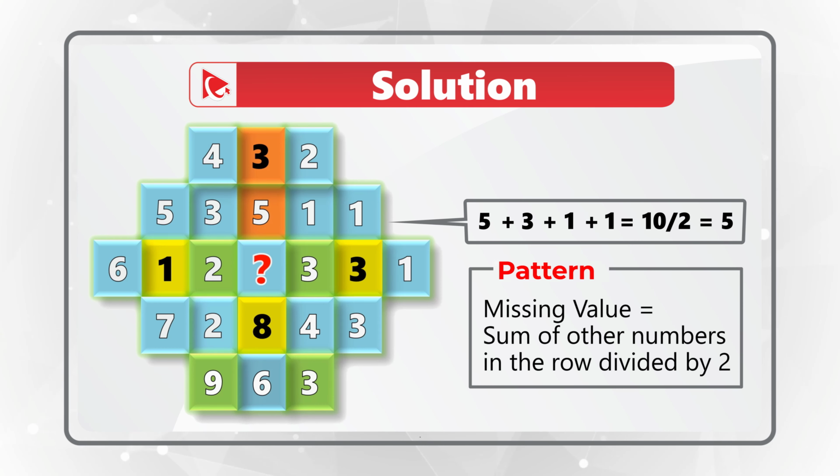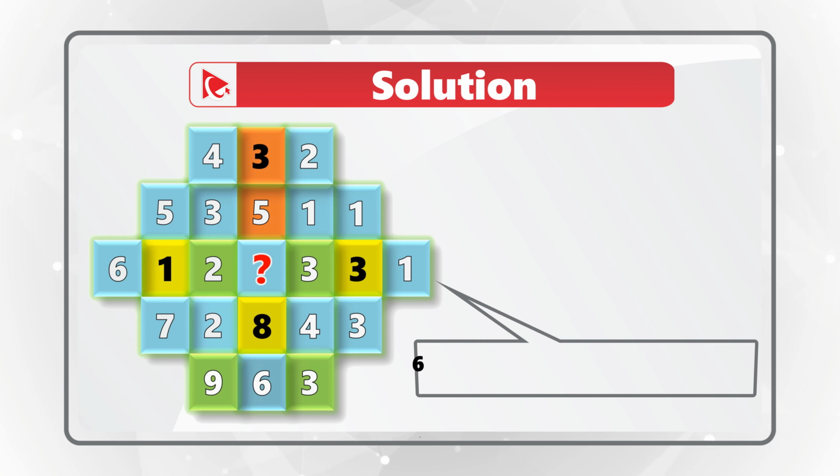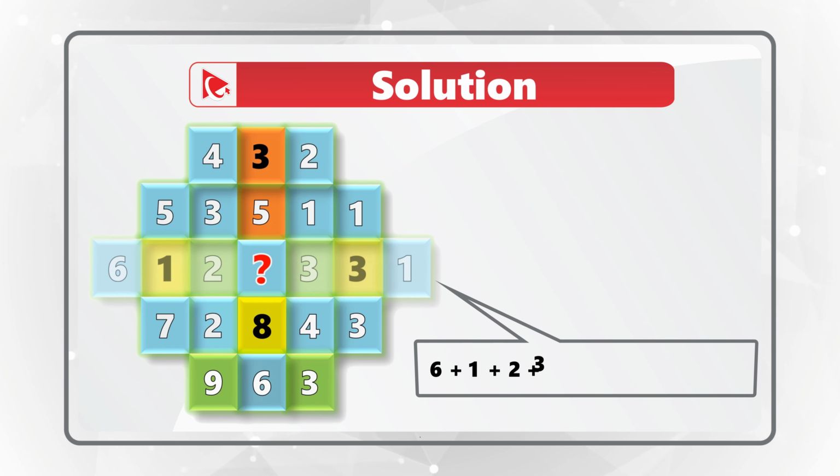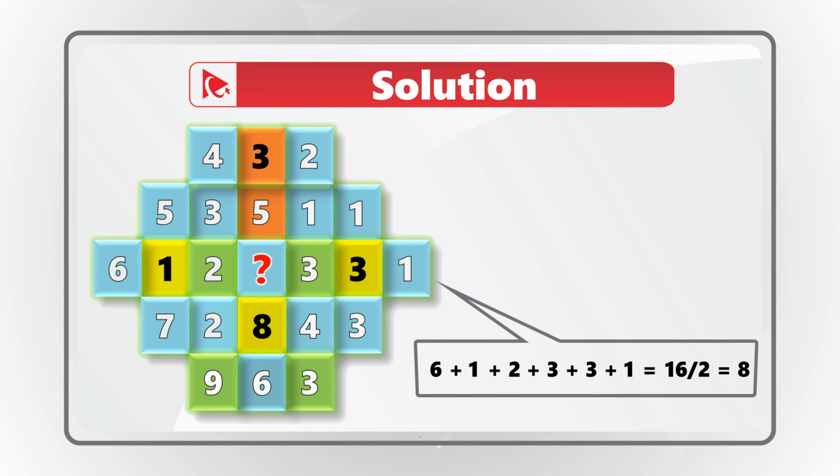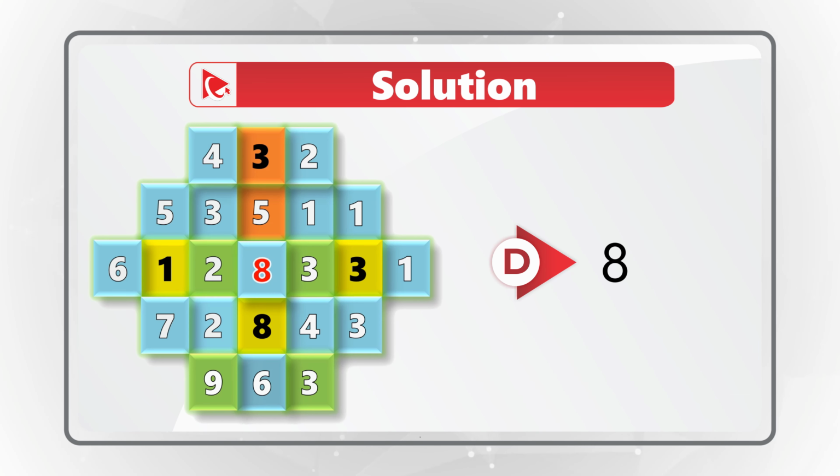Which means that the middle row can be calculated as the sum of all the numbers divided by 2. 6 plus 1 plus 2 plus 3 plus 3 plus 1 equals 16. 16 divided by 2 equals 8. So the correct answer here is choice D, 8.